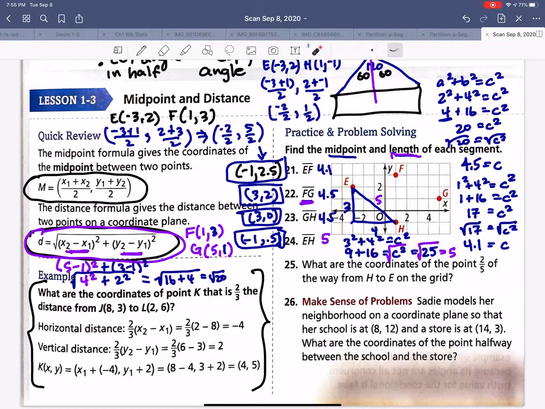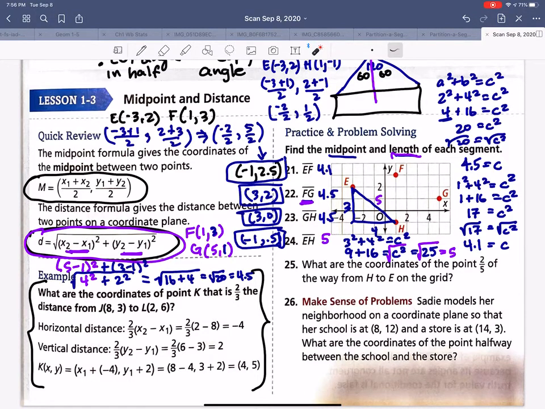So the square root of 16 plus 4 is the square root of 20. And looky there, I got the same answer. So the length of FG is the square root of 20. And so we said the length of FG is 4.5 because that's the square root of 20. So you can use good old-fashioned Pythagorean theorem, or you can use this distance formula, and they're both really using the same thing. Now let's take a look at 25.